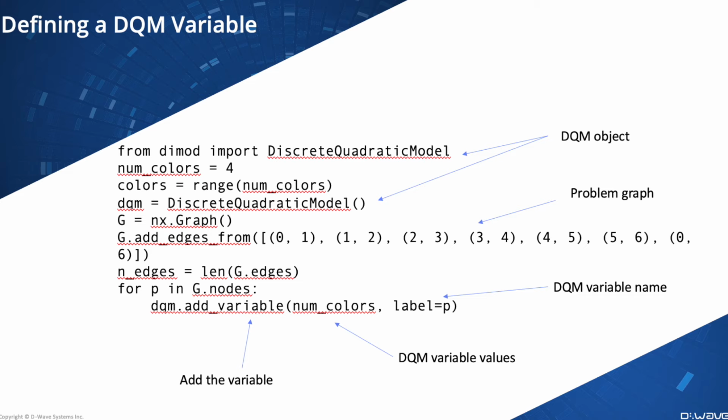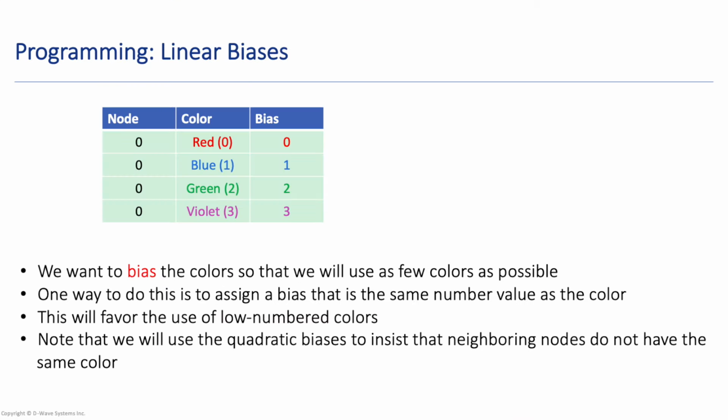So this is the way that we put the DQM variables into the DQM object. And what we want to do next here then is tell it how the DQM object's variables have to interact. In other words, we're going to want to put biases on them so that we can get the result that we want. Now, in the DQM model, we have two kinds of biases. We have linear biases and we have quadratic biases. And so let's do the linear biases first.